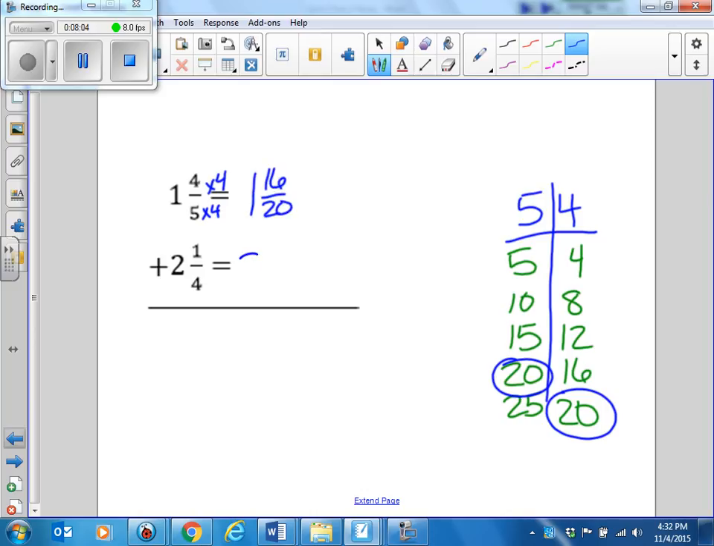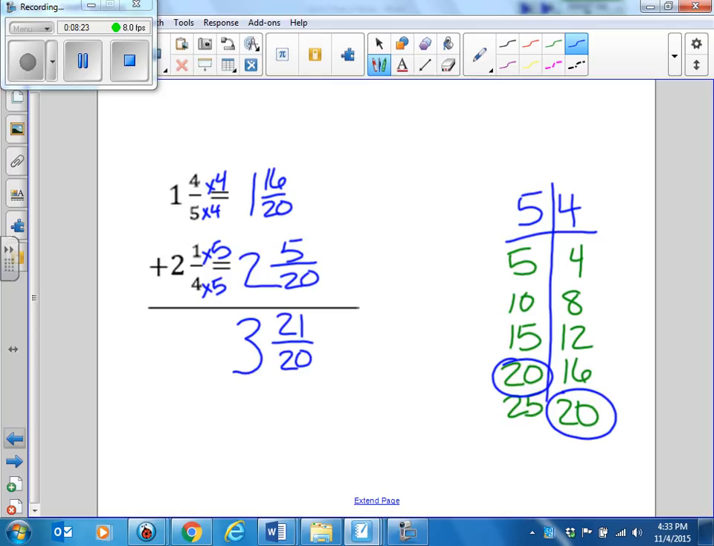And then we're going to look at the next one. What did I multiply my 4 by? Well, I multiplied it by 5. So I got 2 and 5 20ths. And now I can add. 1 plus 2 is 3. 16 plus 5 is 21. And then our denominator stays the same.